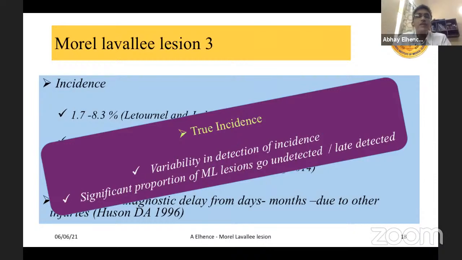Similar injuries have been quoted by various authors as having different incidences, as mentioned in the slide. The variability in detection of the incidence essentially is because a significant proportion of these lesions go undetected or are detected late, because we do not suspect that a relatively innocuous looking lesion on the skin may have such a major involvement of internal subcutaneous soft tissue.